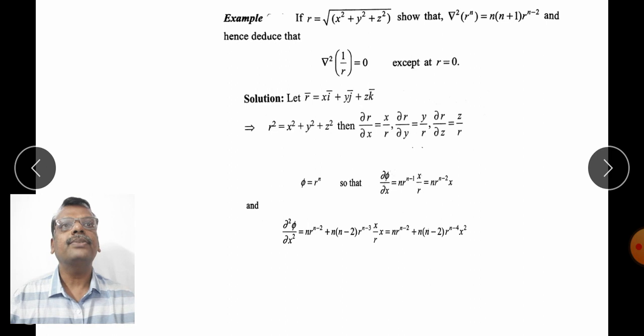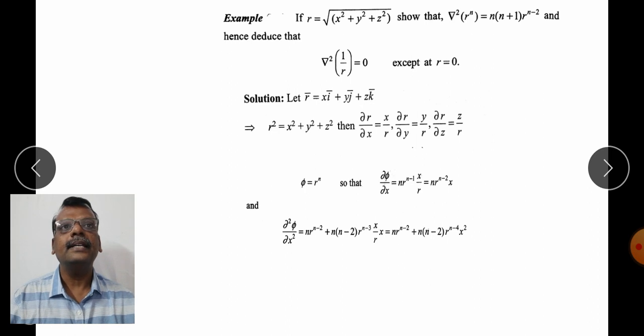If r is equal to root over x square plus y square plus z square, then show that del square of r power n is equal to n into (n plus 1) r power n minus 2, and hence deduce that del square of 1 by r is equal to 0 except at r is equal to 0.